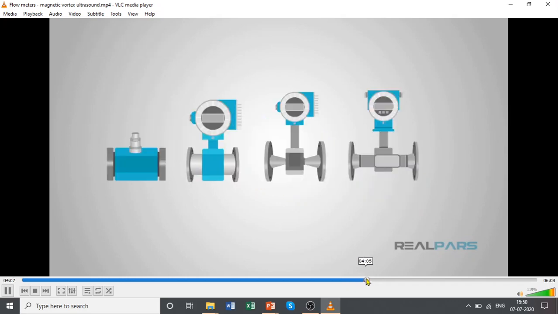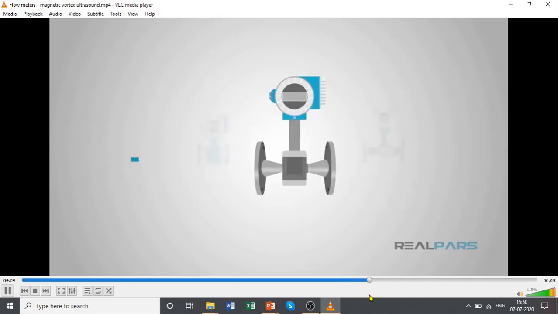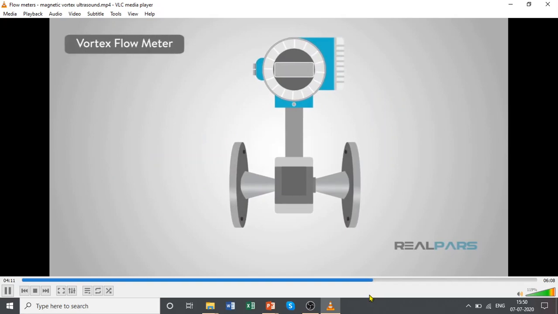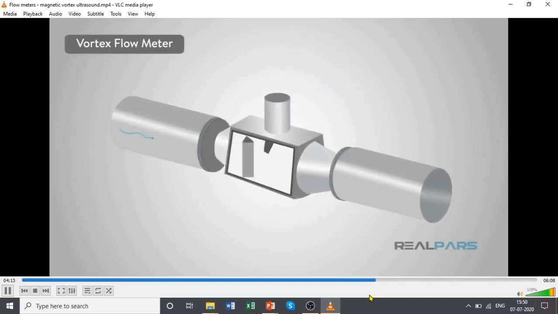There are other types of flow meters. There's vortex, which measures vortices. Essentially, a sensor tab will bend and flex from side to side as the vortex passes. See, now this is a pipeline, this is a vortex flow meter. There is a device which is deliberately introduced, so the flow has to go around this and vortices are generated.